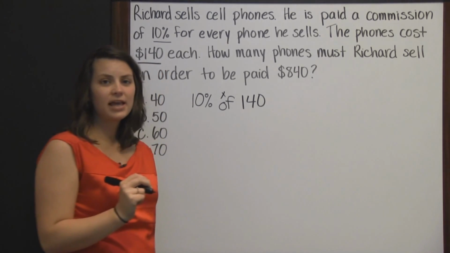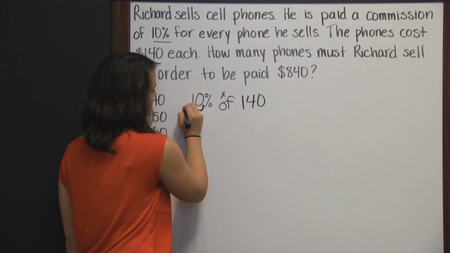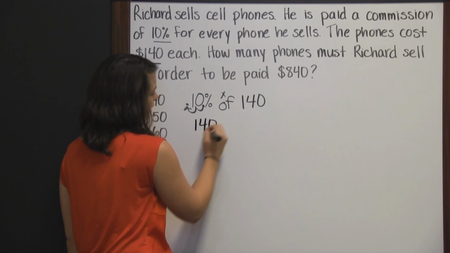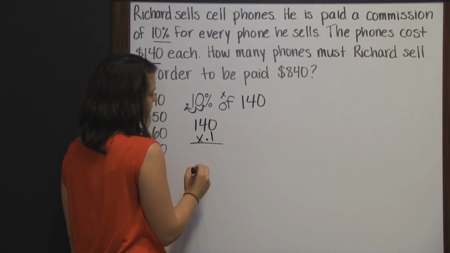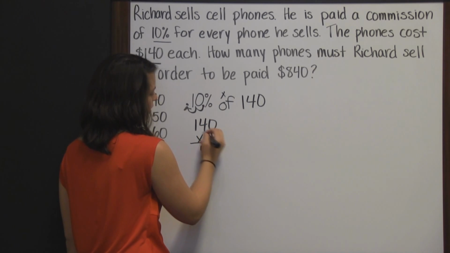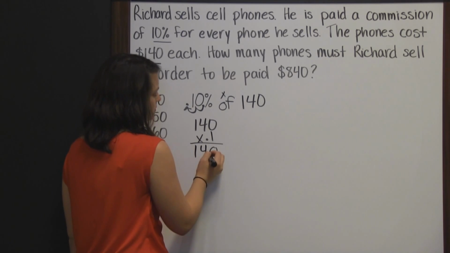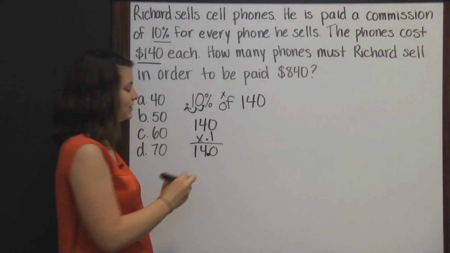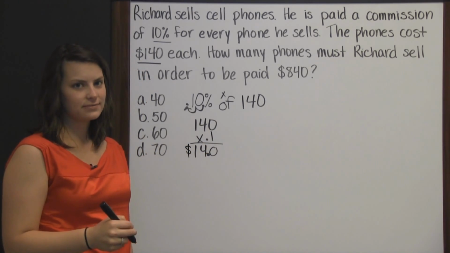And we need to change our percent to a decimal. So we take the decimal and move it 2 places to the left. So that means we're multiplying 140 times 0.10. 1 times 0 is 0, 1 times 4 is 4, 1 times 1 is 1. We have one number behind the decimal, so our answer should have one number behind the decimal. So that means that he's making $14 for every phone he sells.